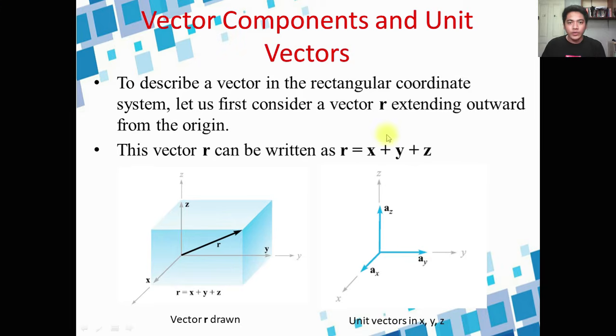So to describe a vector in the rectangular coordinate system, let us first consider a vector r. So vector r extending from the origin toward any point in the xyz plane can be rewritten as vector r equals x plus y plus z. So vector r is drawn. Why?